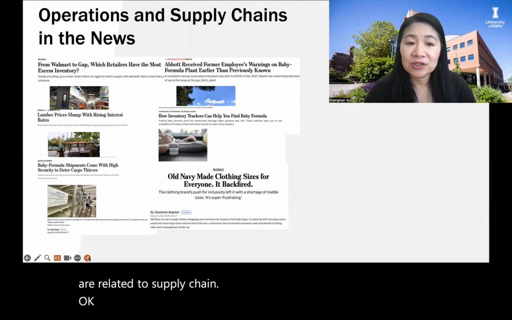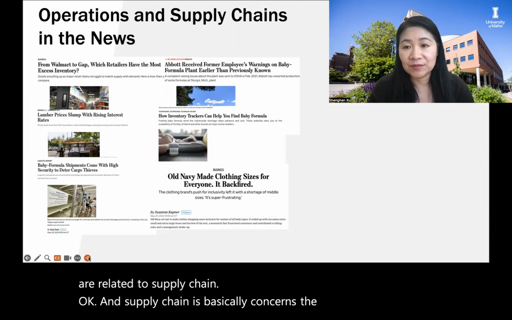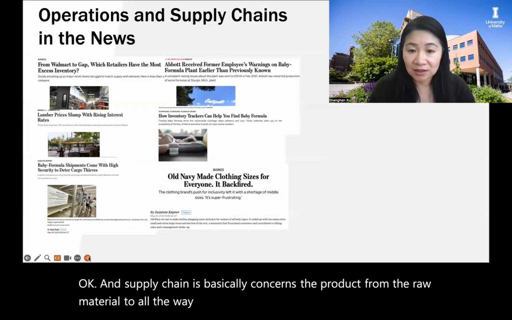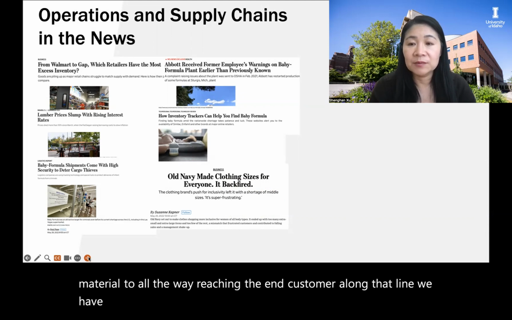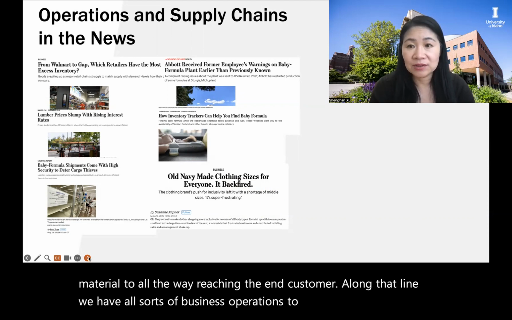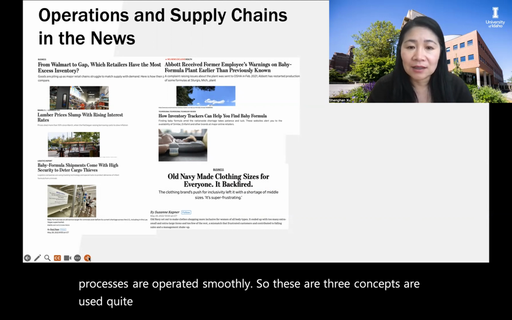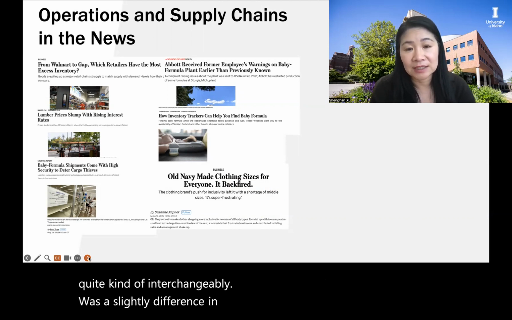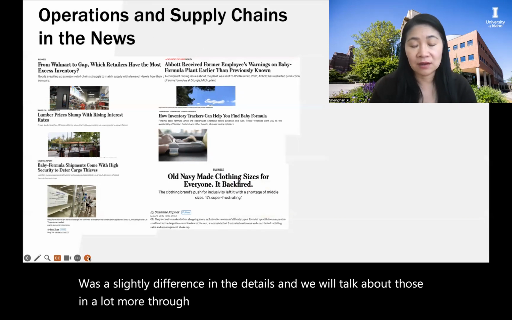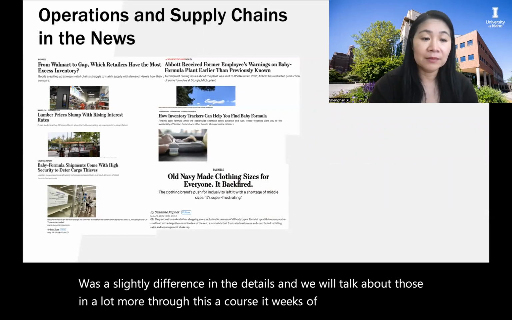Supply chain is basically concerned with the product from the raw material all the way to reaching the end customer. Along that line, we have all sorts of business operations to make sure that the processes are operated smoothly. So these three concepts are used quite interchangeably, with slight differences in the details. And we will talk about those a lot more through this 8 weeks of the program, okay?